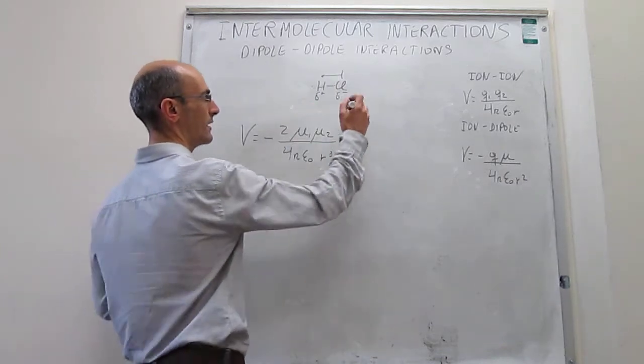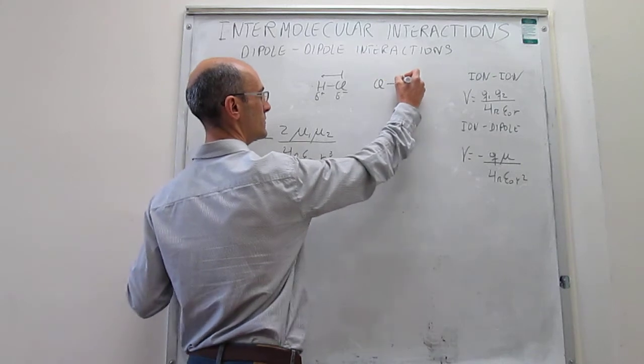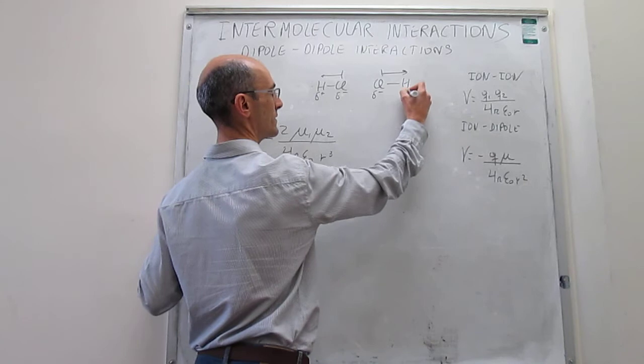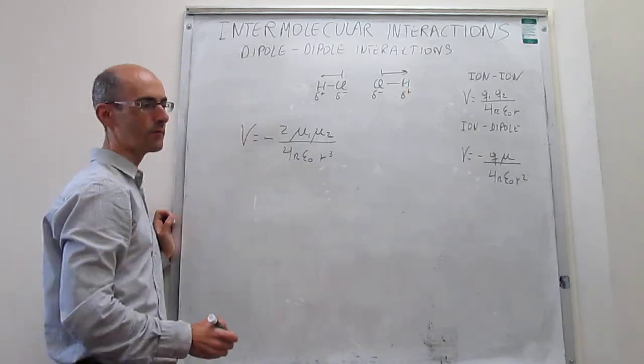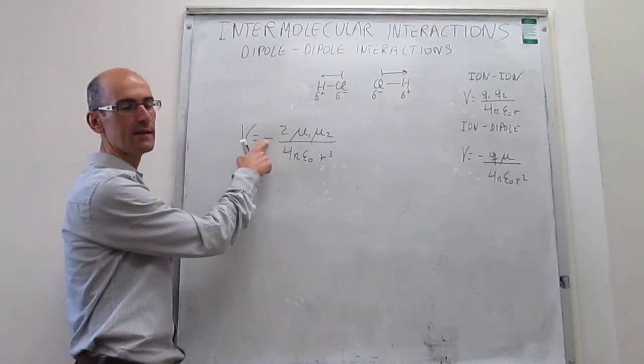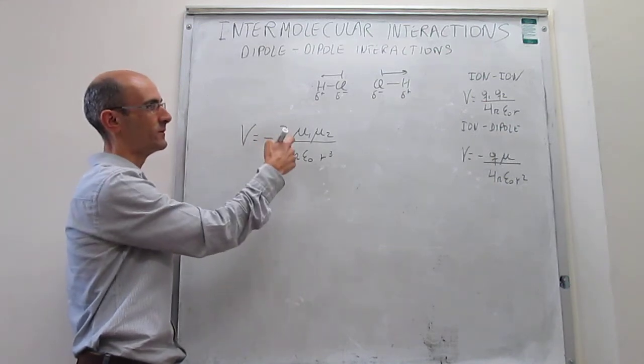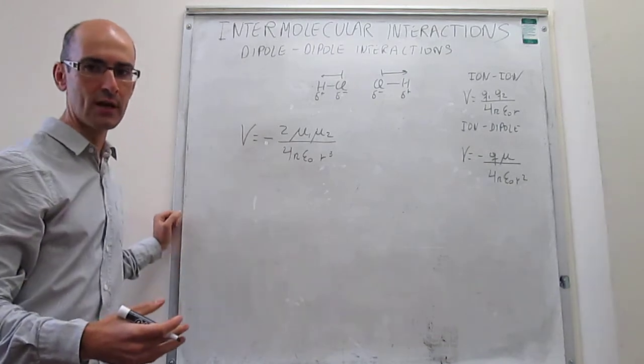For example, if the alignment of the two dipole moments is something like this, clearly this wouldn't be an attractive interaction, it would be a repulsive interaction. So you wouldn't have a negative sign in the energy, it should be a positive sign. Again, this equation would need to be modified, but we're not going to see how that works.